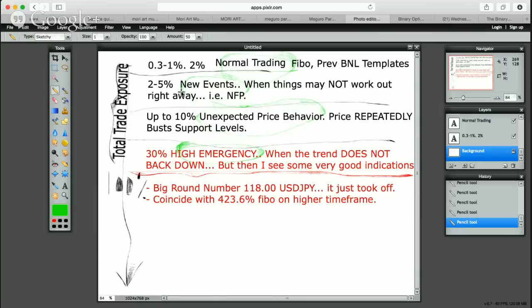If there is unexpected price behavior, it's up to 10% of my account at risk, when price is repeatedly breaking through support levels or resistance zones, and I find that this is the last final turning point. Assuming that I've made some trades early on, some 0.3s that didn't work out, some 2s that didn't work out, possibly even some rollover trades, I may then do some bigger ones to double up, even triple up sometimes, up to 10% of my account. And then there are the situations that we experienced on the USD/JPY, and I'm going to show you that in just a moment. Let me clear out my charts.